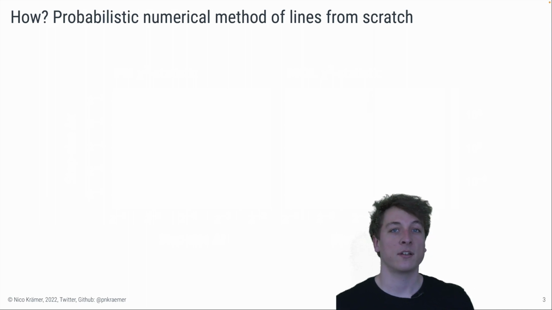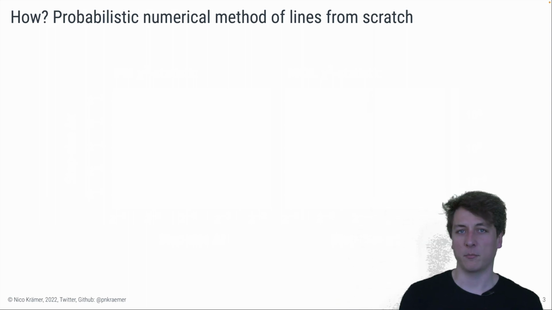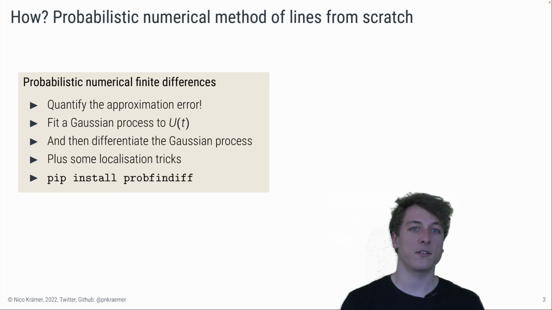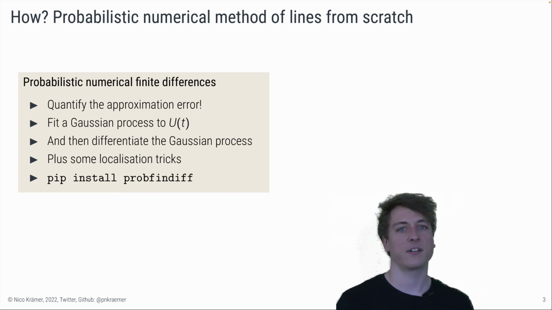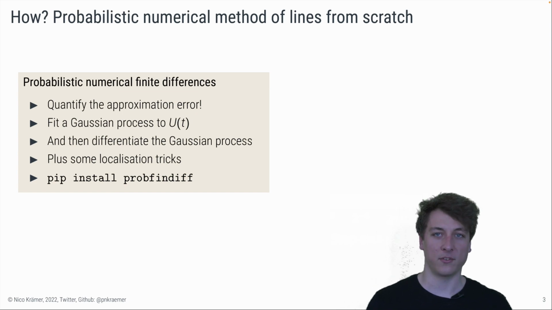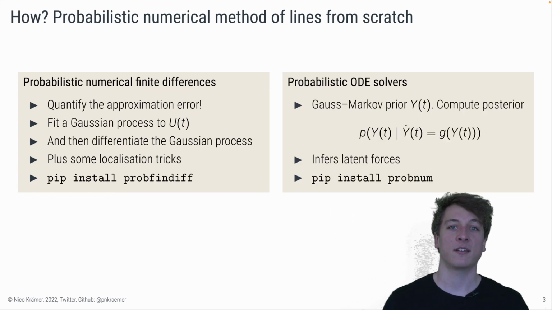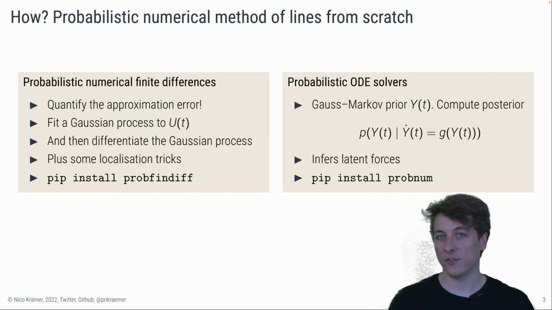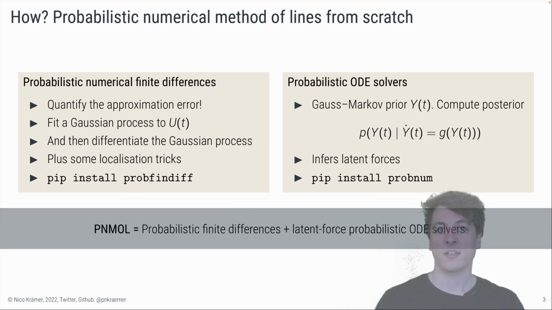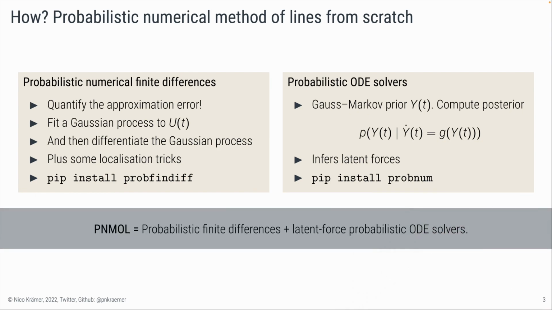So how does this work? There are two ingredients for the probabilistic numerical method of lines. The first one is a probabilistic take on finite difference schemes, which is essentially a translation of finite difference schemes to the world of Gaussian processes. The second ingredient is a probabilistic ODE solver, which, as we found out recently, is very good at inferring latent forces in the ODE itself. These two components together make up the probabilistic numerical method of lines.